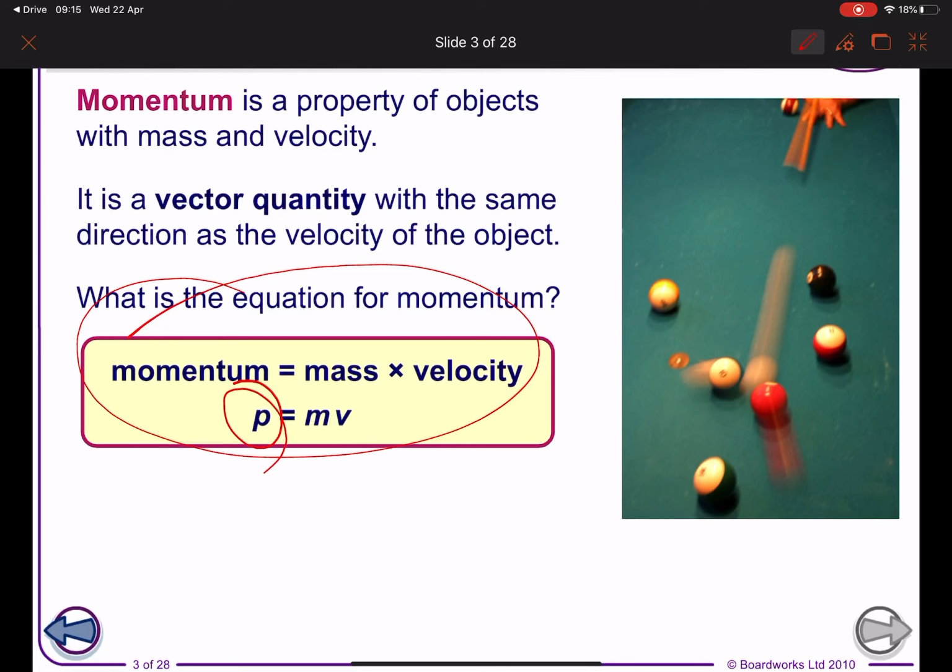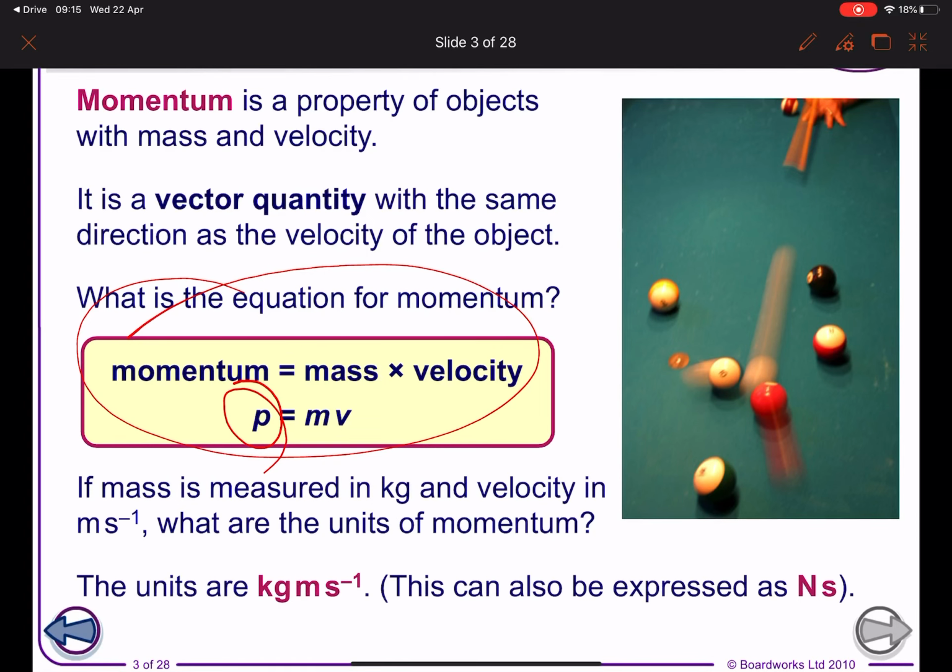Units for that, if you want to test yourself, you can pause this, but I will carry on. The units are going to be the units of mass multiplied by the units of velocity. So we are looking at kilogram meters per second. And that can also be called Newton seconds, because if you look at the base units for everything there and the derived unit for newtons, you can get to Newton seconds.